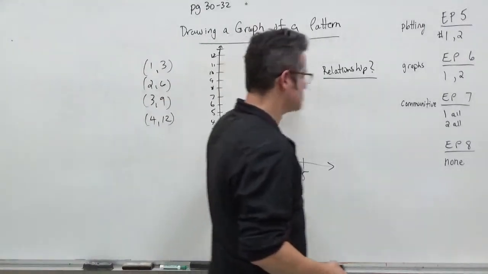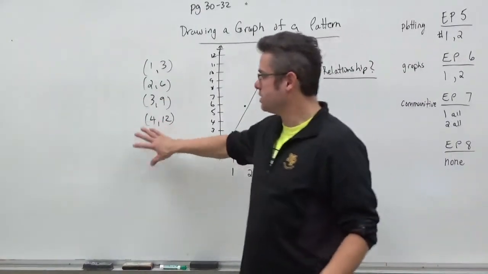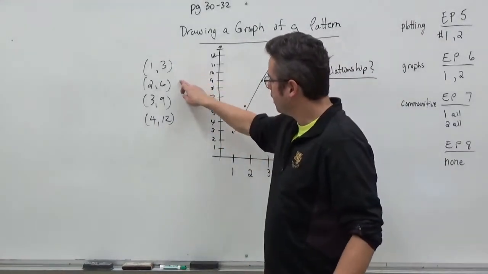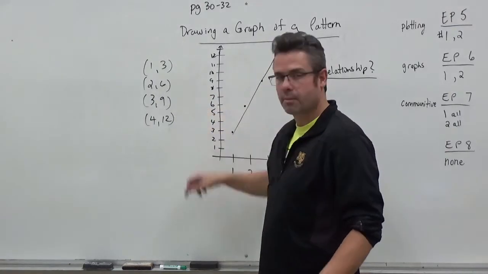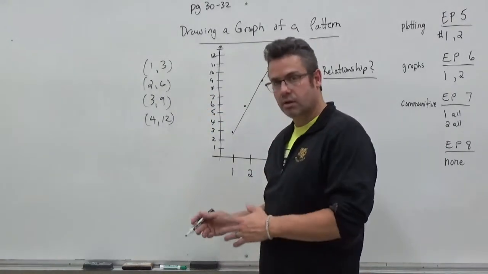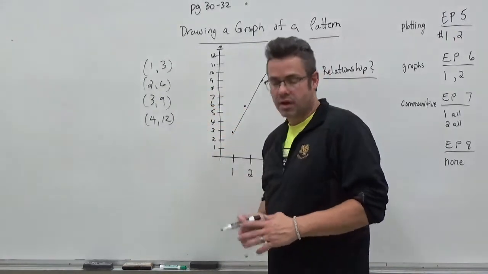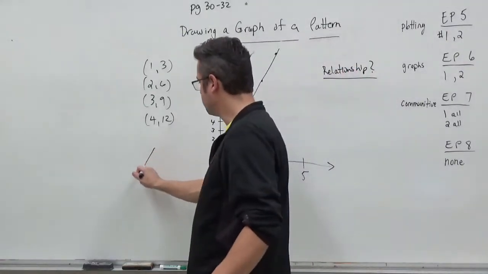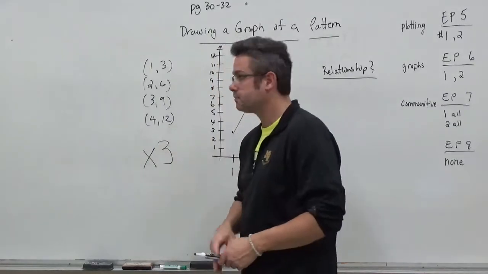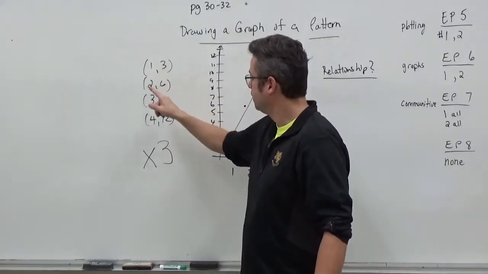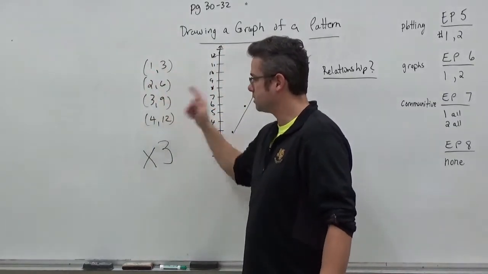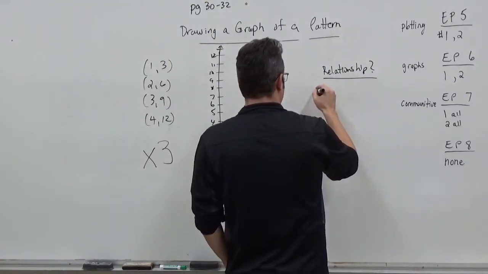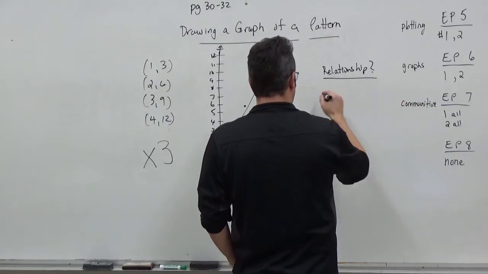Well, sometimes it's hard to just look at the graph. It's much easier to look at the numbers to start with. So this is going up by 3s. Whenever we see the pattern of going up by 2, 3, 4, that's what we multiply by. So we multiply by 3. 1 times 3 is 3, 2 times 3 is 6, 3 times 3 is 9. That's it. That's the relationship. So how is the input related to the output?